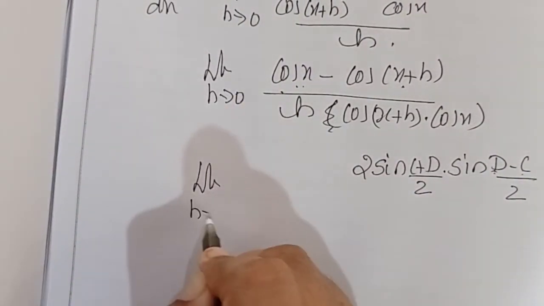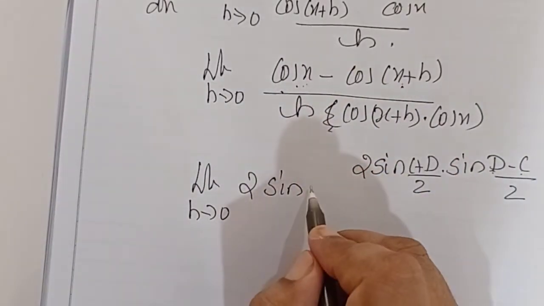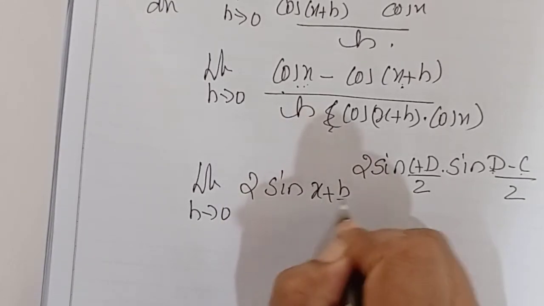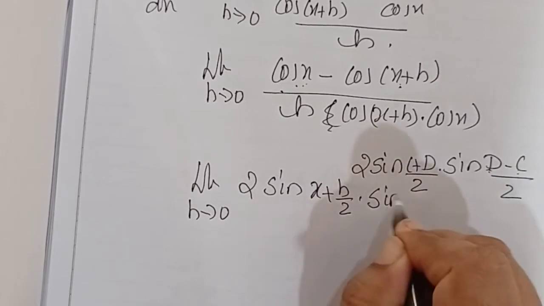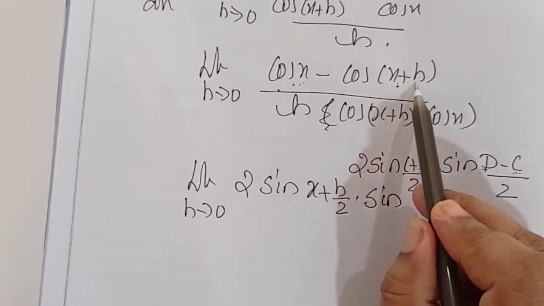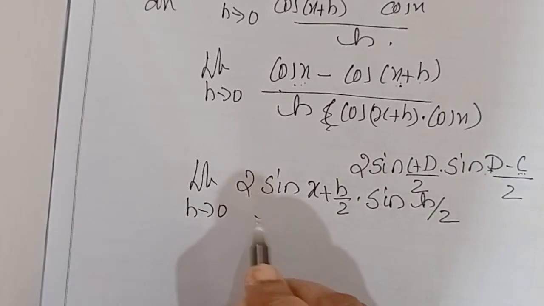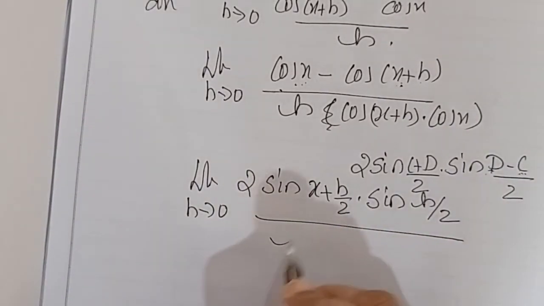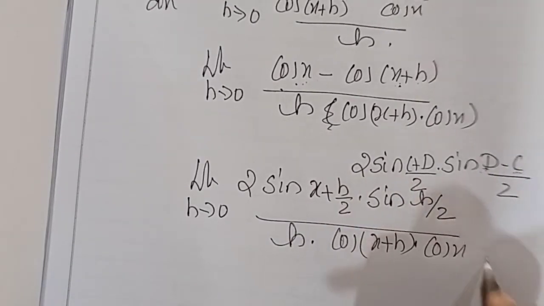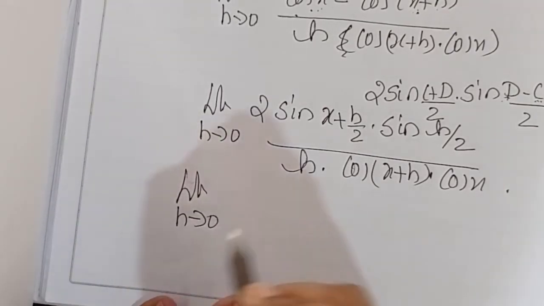Therefore, limit h tends to 0, 2 sin((C+D)/2), that means sin((x+h)/2) into sin((D−C)/2). D minus C means x plus h minus x. x and x cancel, then you will get h by 2, over h into cos(x+h) into cos x.